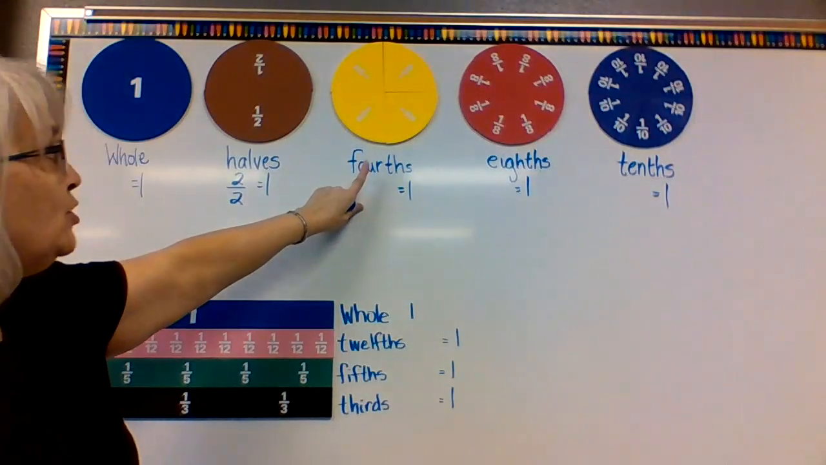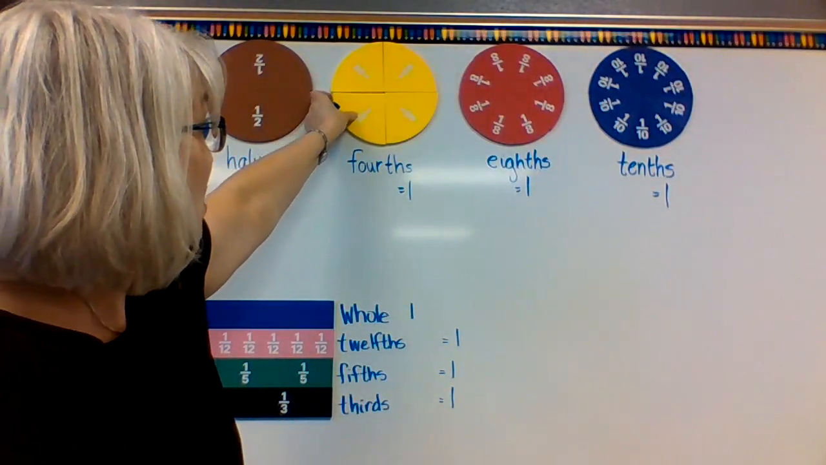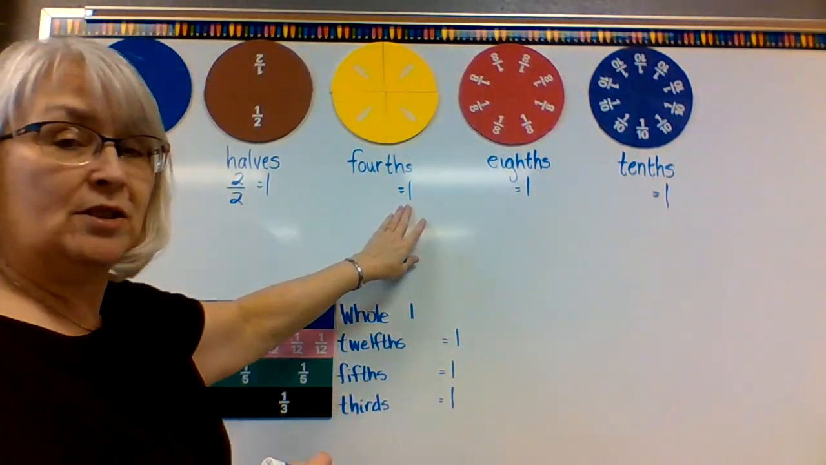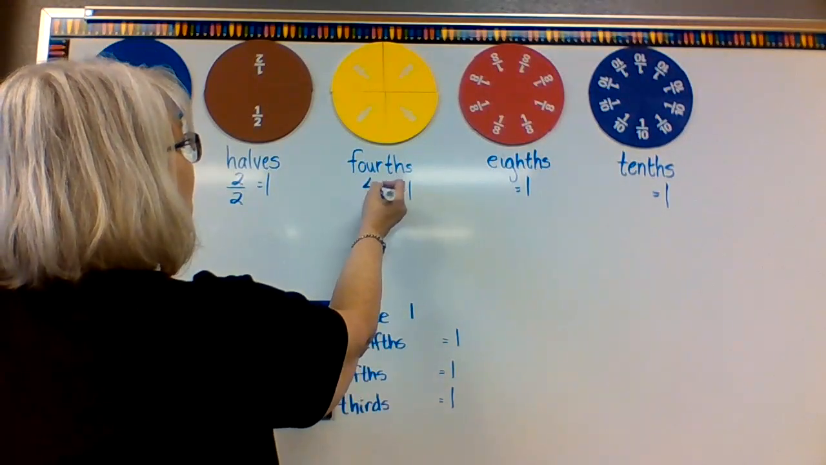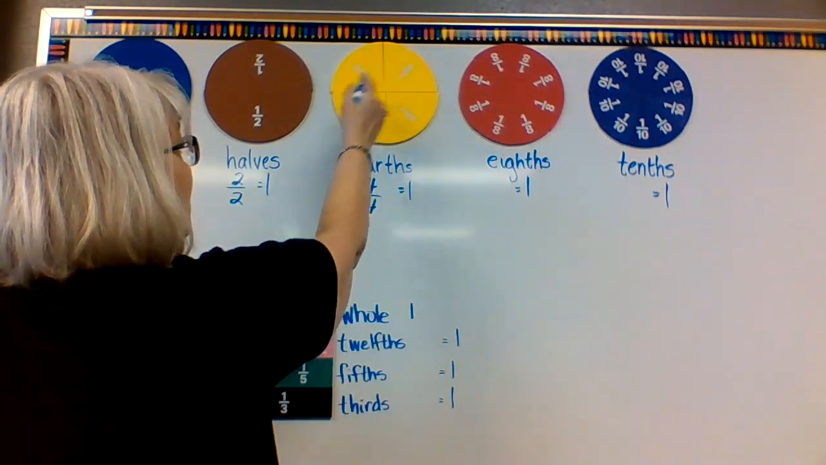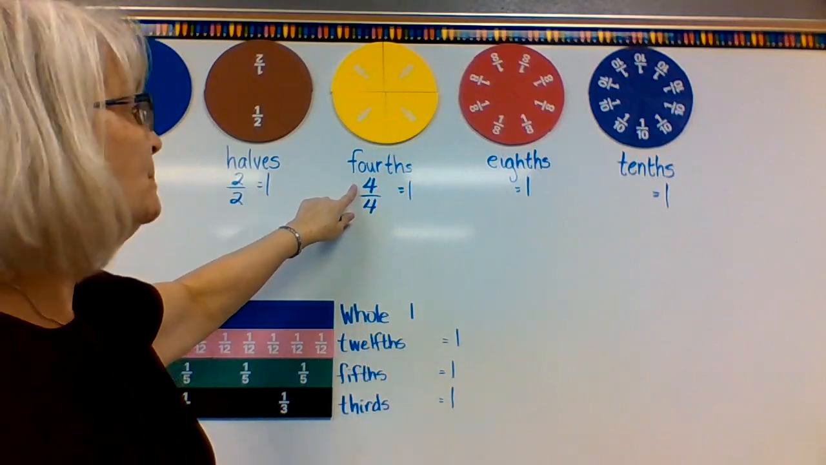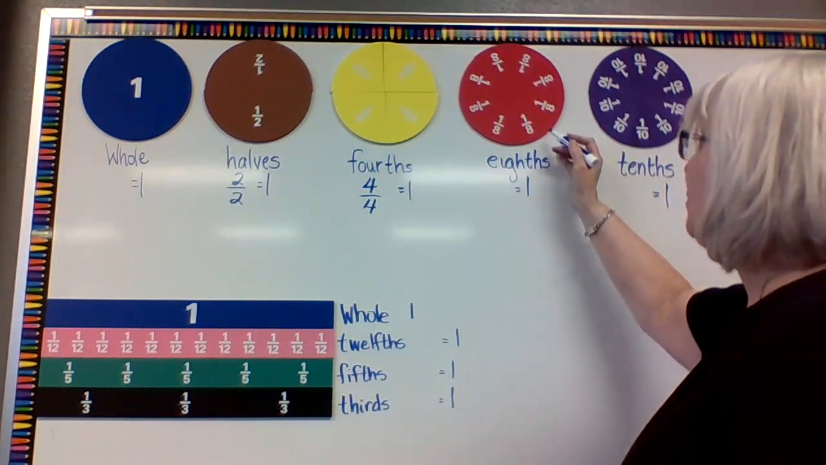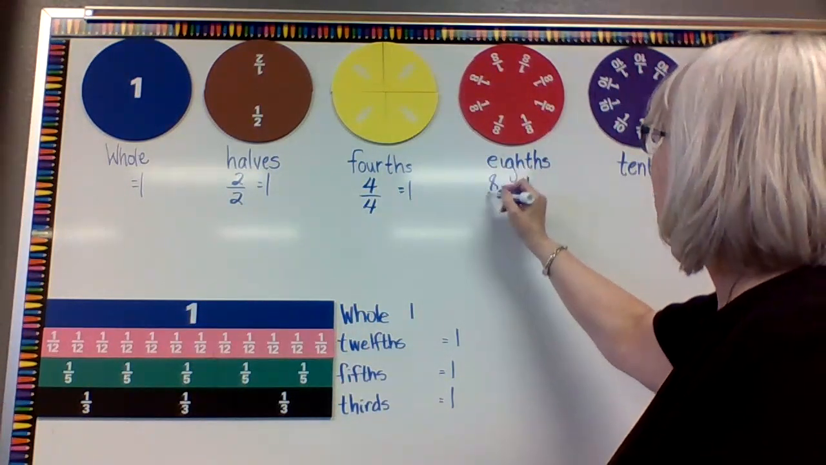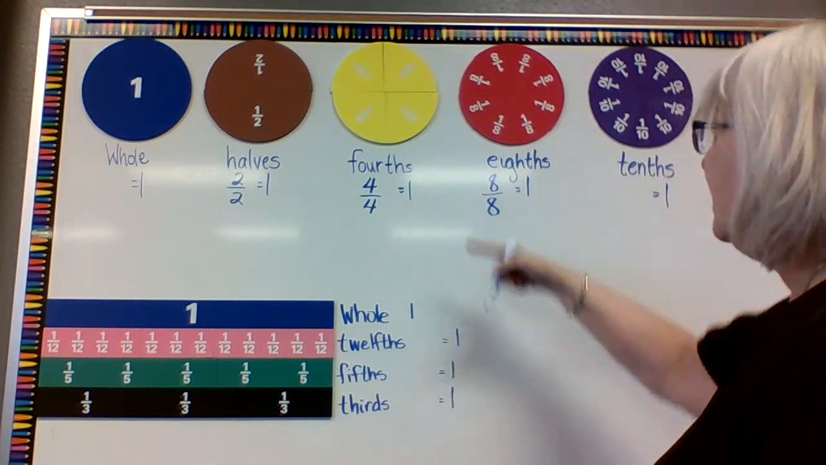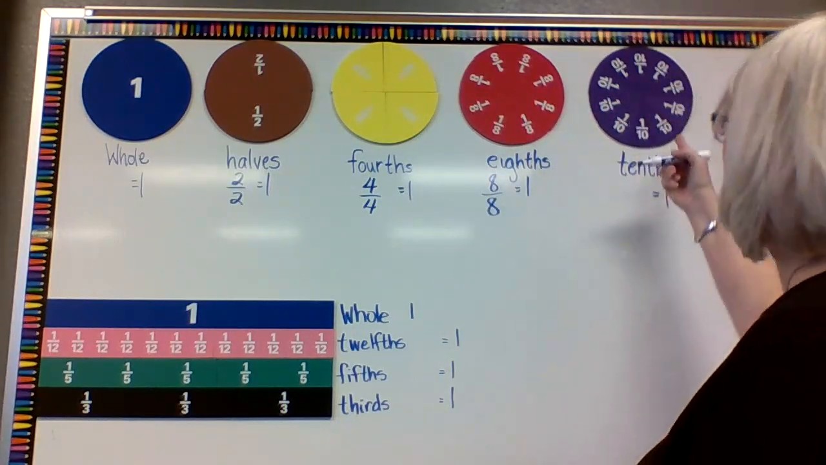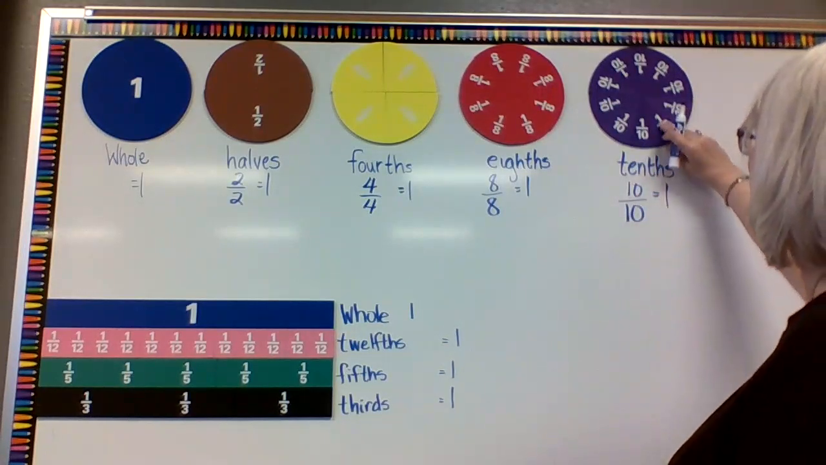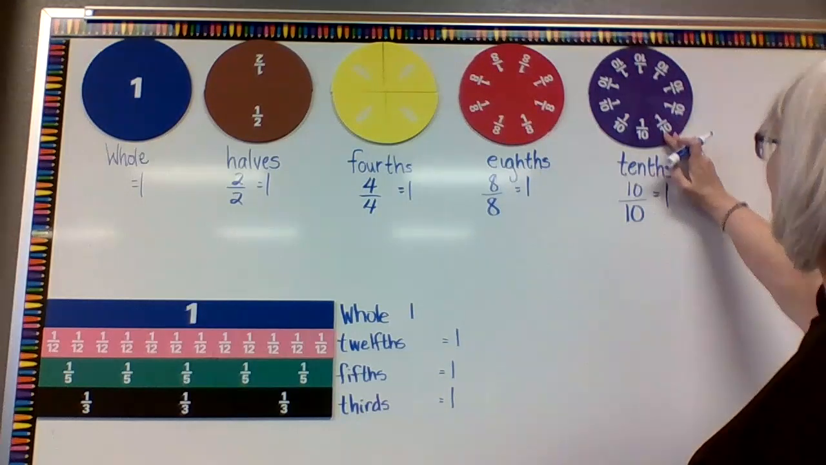All right, then if we look at this circle, it is divided into 4 equal parts. It is divided into fourths. And so if we were to write a fraction to show it's equal to 1, it would be 4 fourths. There are 4 pieces, and we see all 4 of them. And then we move to the next one. This one is divided into 8 equal parts, so it would be eighths. That would be 8 eighths equals 1. And then I just added some extra ones just for fun, okay? This was tenths. So 10 tenths equals 1, all right? So this was divided into 10 equal pieces.